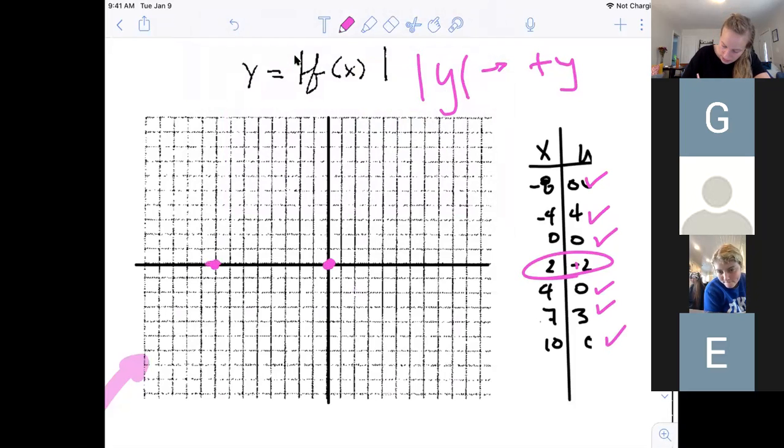Oops, that point doesn't exist. And then I graph kind of my maxes and my mins, but I like to graph my zeros first. I think that helps keep everything in order. So I've got -4, +4. I've got 7, 3. And then instead of 2, -2, I have to write 2, +2. So I've got to go up here.